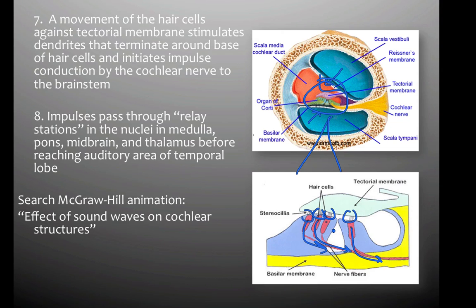So these impulses will pass through relay stations through the medulla, the midbrain, and the thalamus before reaching the auditory area of the temporal lobe. So they have their own little route to follow, but this is how sound gets produced. The signal is transduced by this particular organ within our cochlear duct, and we're able to perceive that as sound through our brain's ability to integrate a message of stimuli.